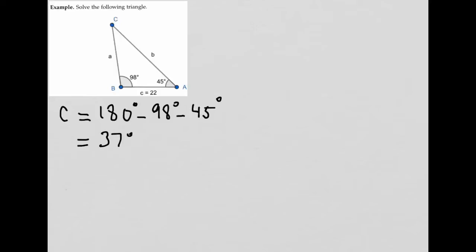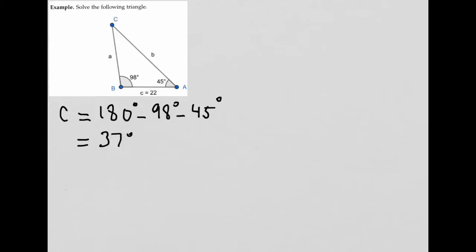So we know the angles in a triangle sum up to 180. So this means angle C is 180 minus 98 degrees minus 45 degrees, which is 37 degrees. So now we know all the angles. It remains to figure out a and b.